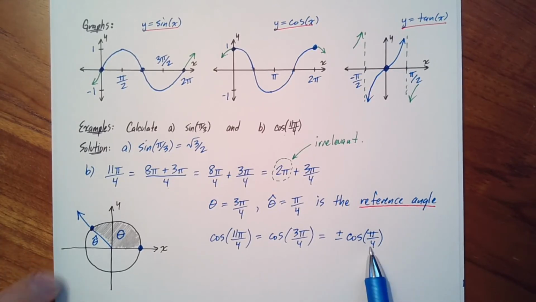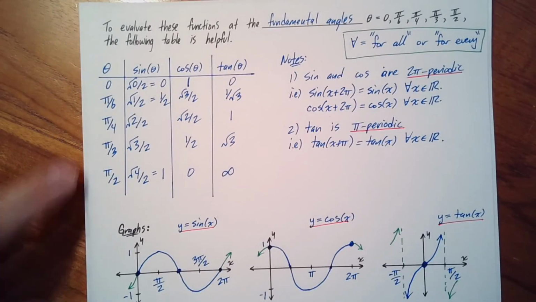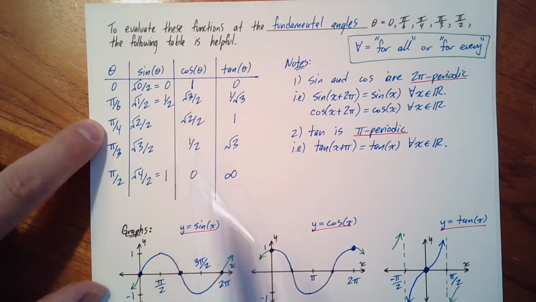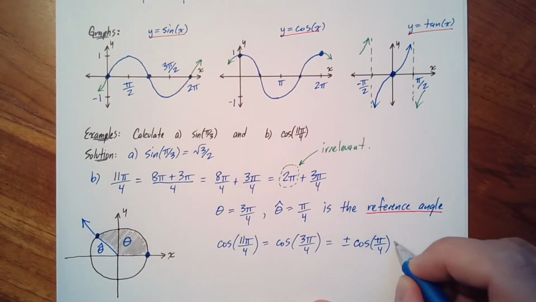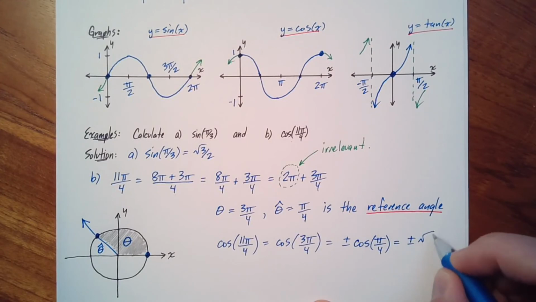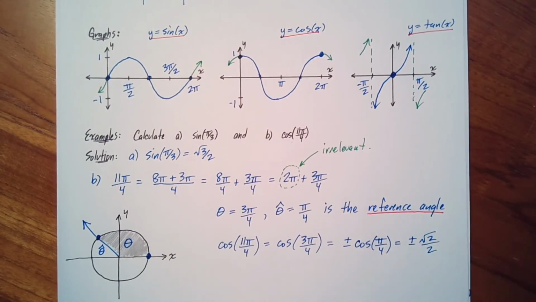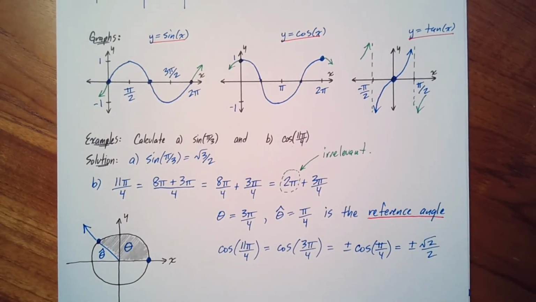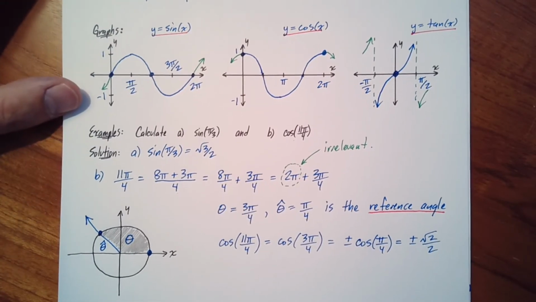And cos of pi over 4, the reference angle, pi over 4, is actually one of the fundamental angles. So we can determine what cos of pi over 4 is by looking at the table. It's root 2 over 2. Okay, so this is going to be plus or minus root 2 over 2. All that's left is to determine which one it is. So our answer, we're not done here. We still don't know the answer. It's either plus root 2 over 2, like the positive number, or it's negative root 2 over 2. But it's still up to us to figure out which one.